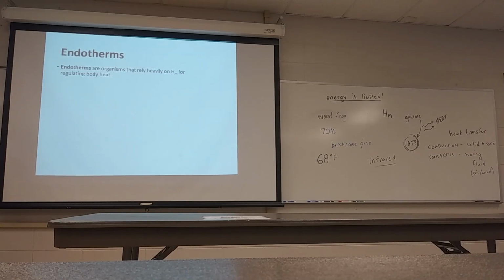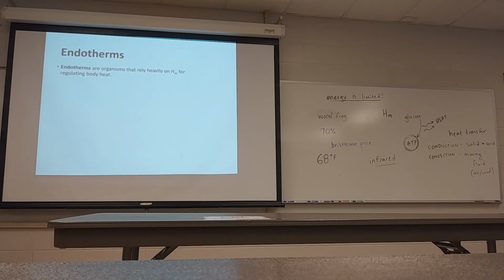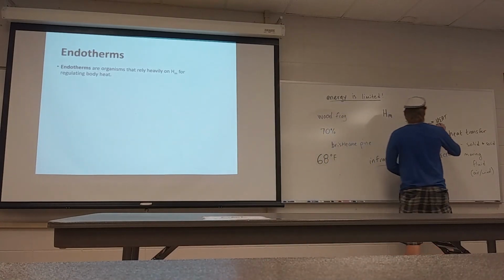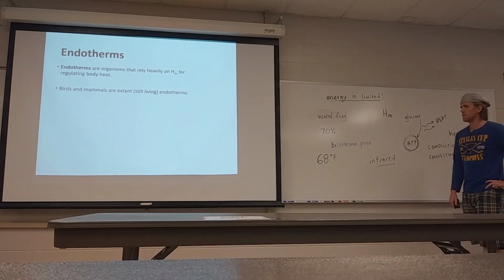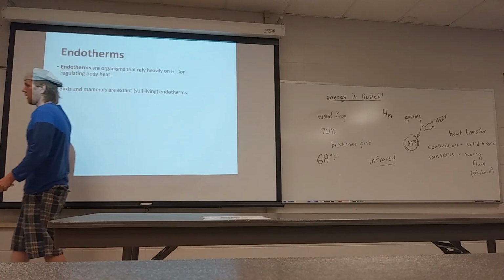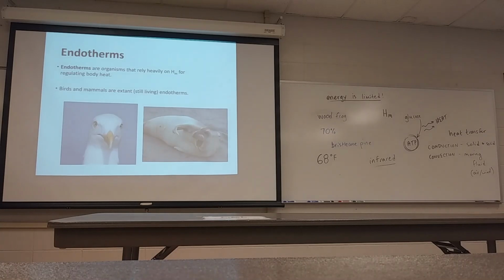So let's talk about endotherms then. That's what you are. An endotherm means inside temperature. These are critters that rely on metabolism for regulating body heat. Right? So these guys, body heat increases their body temperature to whatever it needs to remain at. Mammals are in this group, like you. So are birds. Birds and mammals both generate heat through their metabolism.